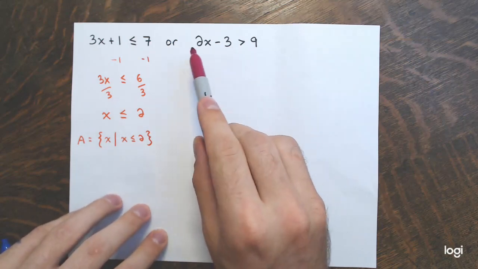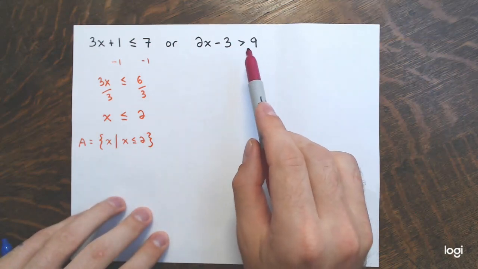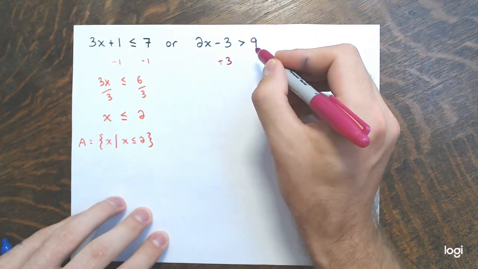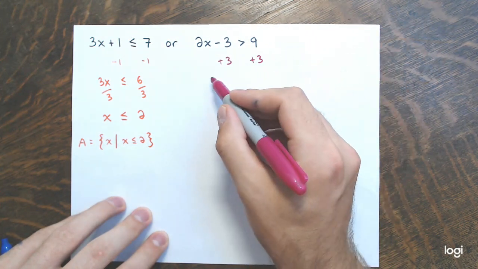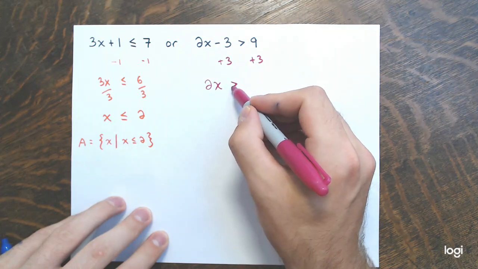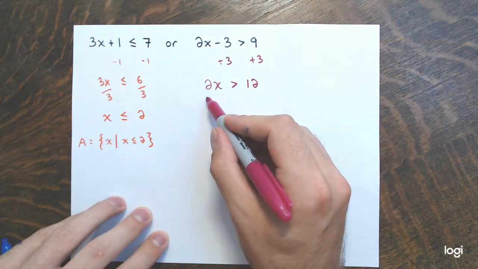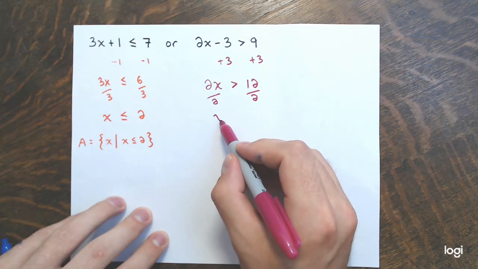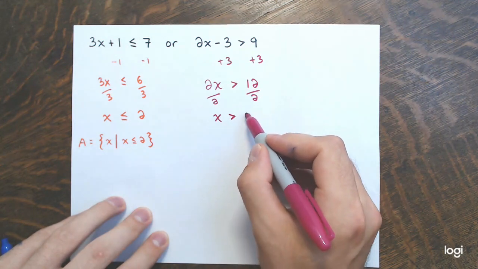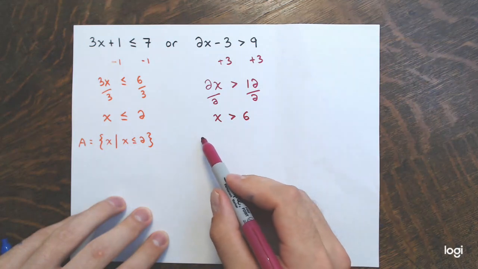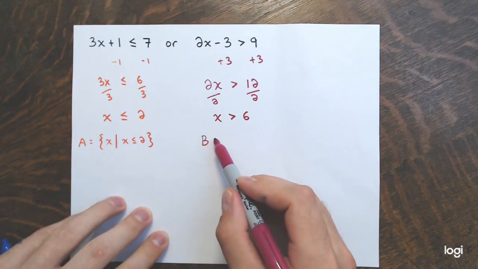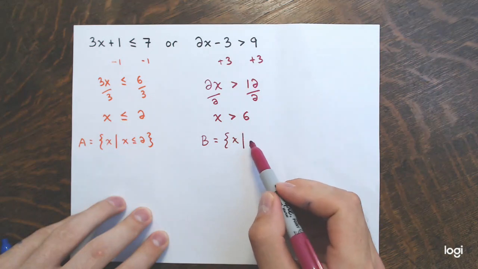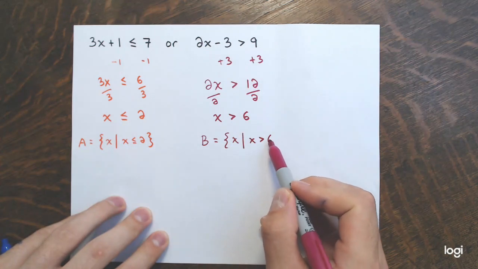Same thing for the or, and then I have the solutions to this one too. Alright, for this one I'd be adding 3 to both sides, right? And you have 2x on the left is greater than 12 on the right. Dividing both sides by positive 2, so the inequality will not change. X is still greater than, and then 6. 12 divided by 2 is 6. So again, I call this set B, and it's the set of all values of x such that x is greater than 6.